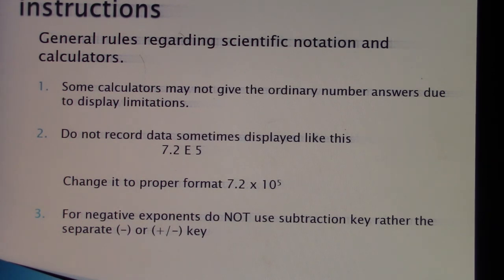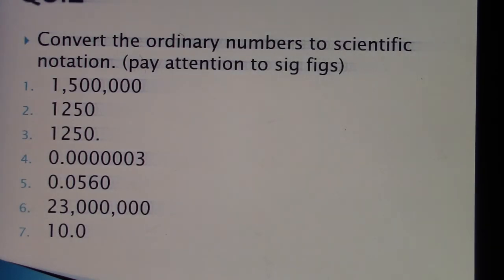A couple people have asked me in the past, is it okay to record a number as, for example, 72 times 10 to the 4th? Now the number is not wrong, but it's not in the right format. Just to emphasize correct scientific notation: single digit, decimal, and then the numbers following. So let's practice.